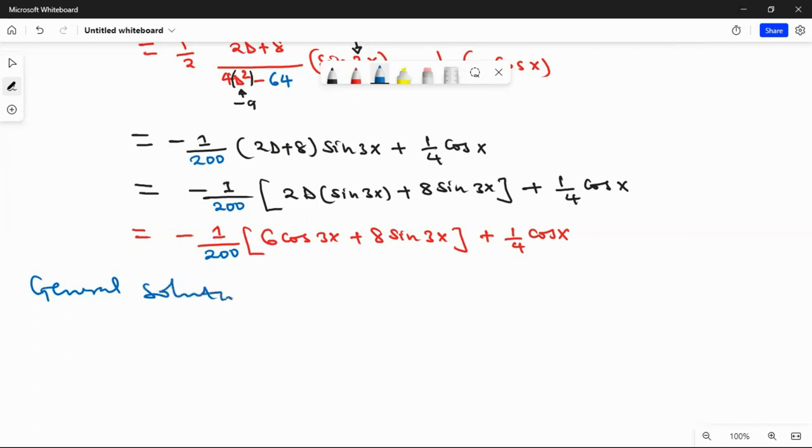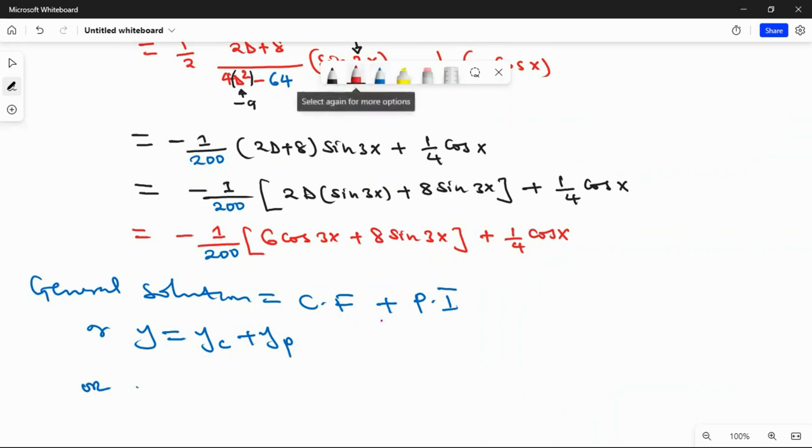The general solution is equal to the complementary function plus the particular integral. You can say y is equal to yc plus yp. And what is our yc? We can replace each of them. Let me use another color. y is equal to, our yc was c1 x plus c2 exponential negative x, minus 1 over 200.